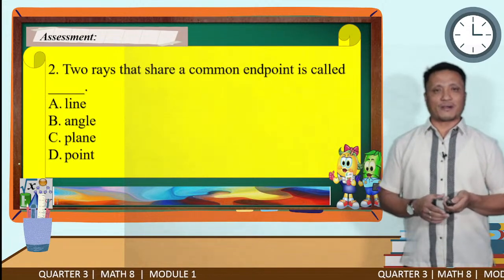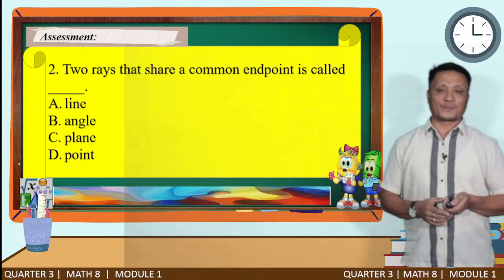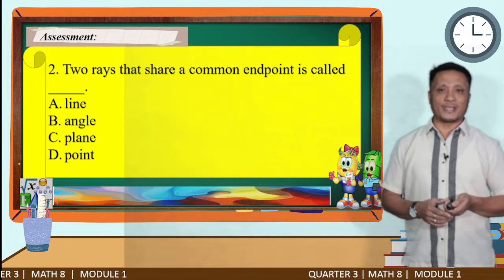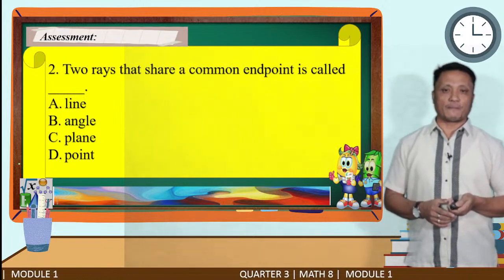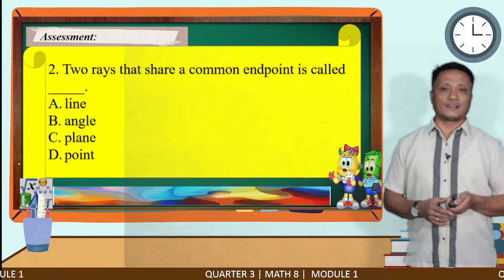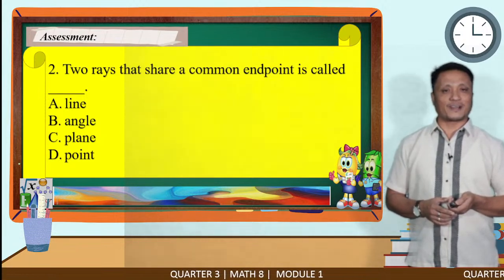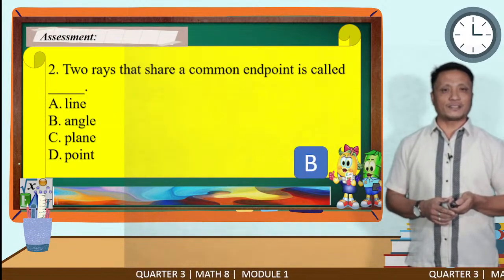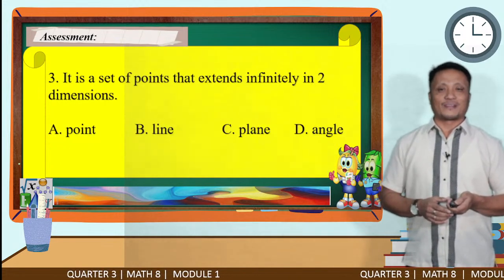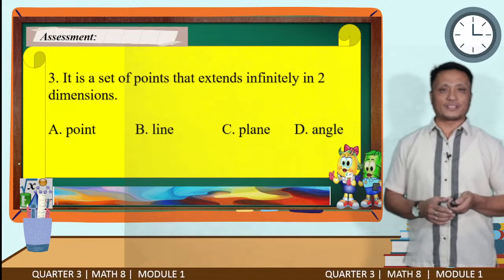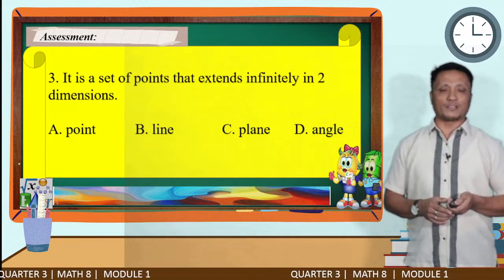Number 2. Two rays that share a common endpoint is called blank. A. Line. B. Angle. C. Plane. D. Point. And the answer is? What's your answer, class? If your answer is letter B, then you got the correct answer. Excellent.